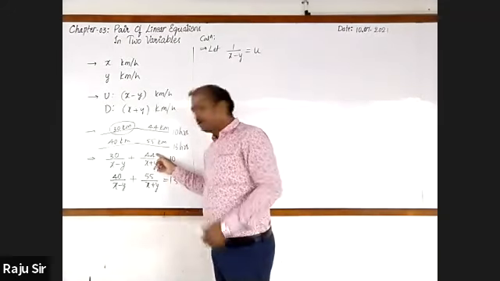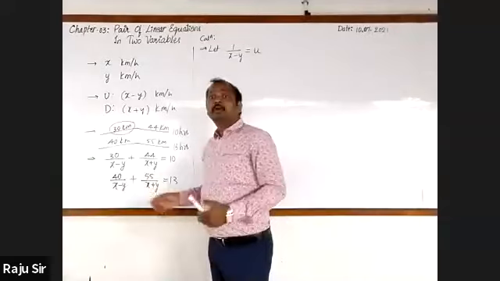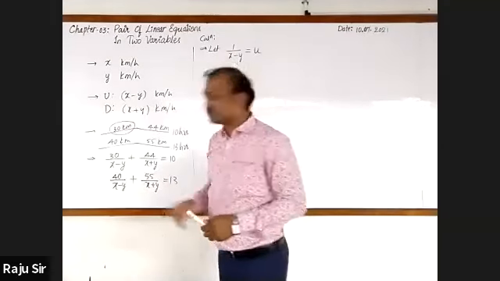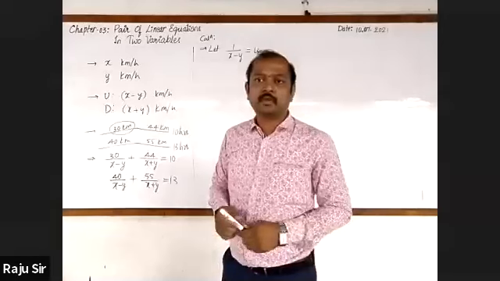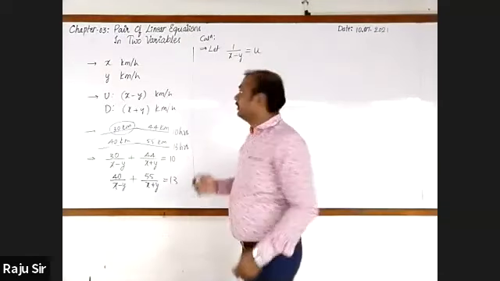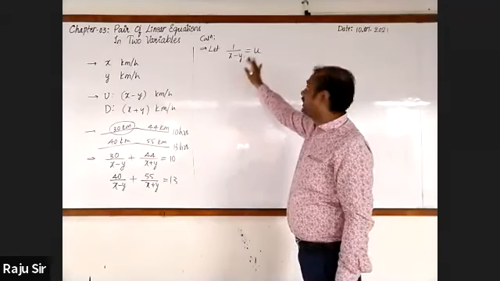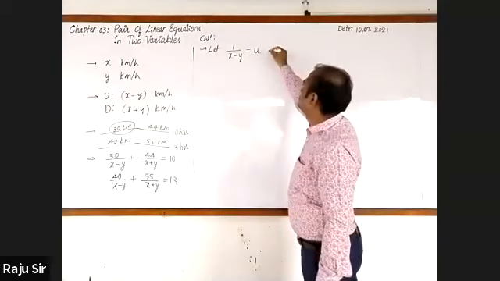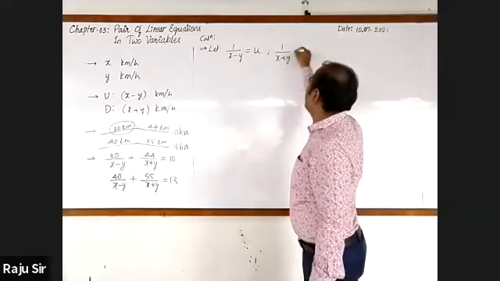Next, similarly here also, 1 by x plus y is common. Or else we can also assume this as 11 by x plus y. The reason is 44 and 55 are multiples of 11. So here I'm just taking 1 by x minus y as u and 1 by x plus y as v.